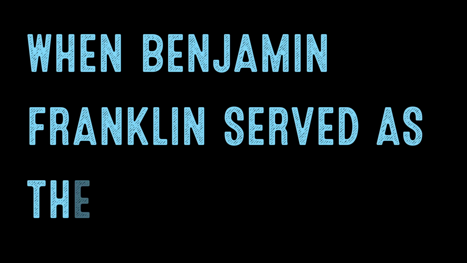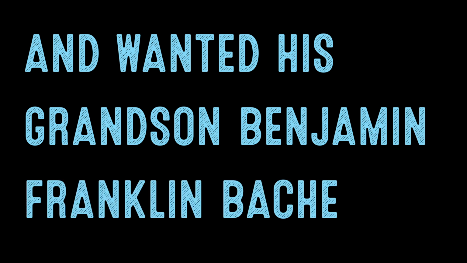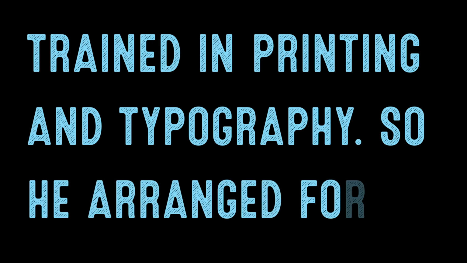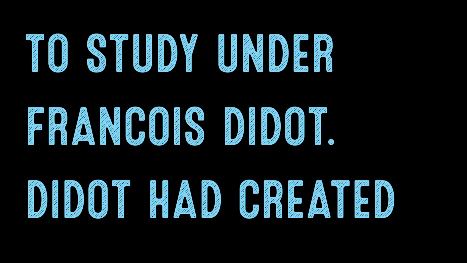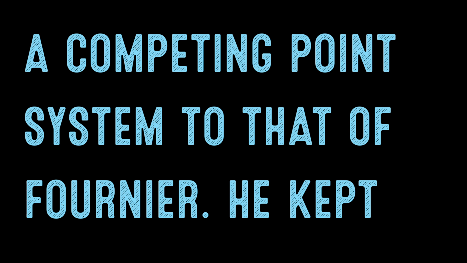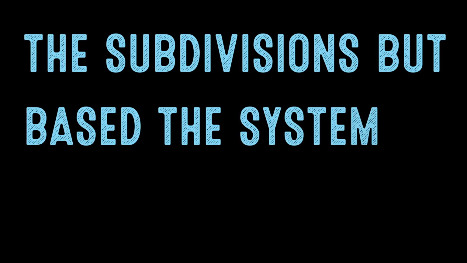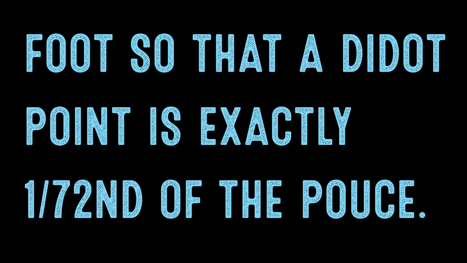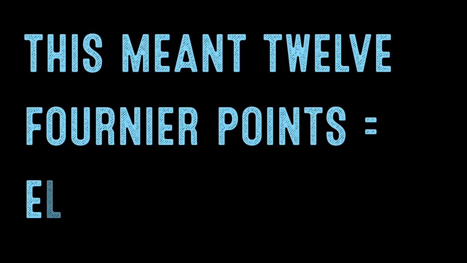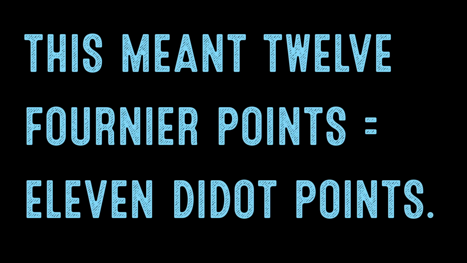When Benjamin Franklin served as ambassador to France, he spent time with the Fournier family and wanted his grandson, Benjamin Franklin Bache, trained in printing and typography. So he arranged for him to study under Francois Didot. Didot had created a competing point system to that of Fournier. He kept the subdivisions but based the system against the royal foot, so that Didot point is exactly 1/72 of the pouce. This meant 12 Fournier points equals 11 Didot points.